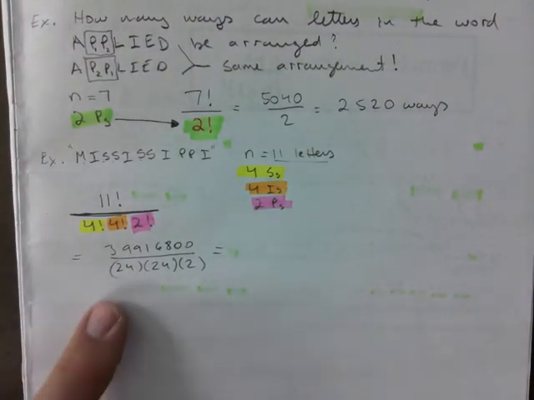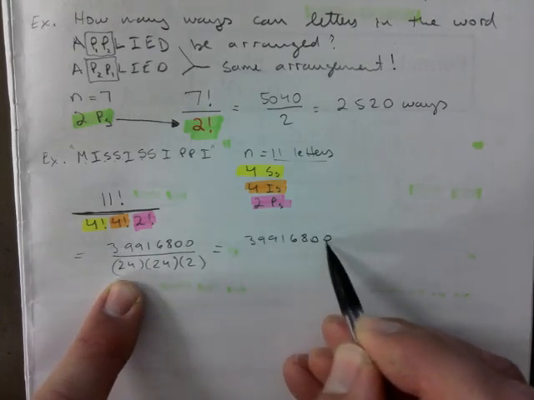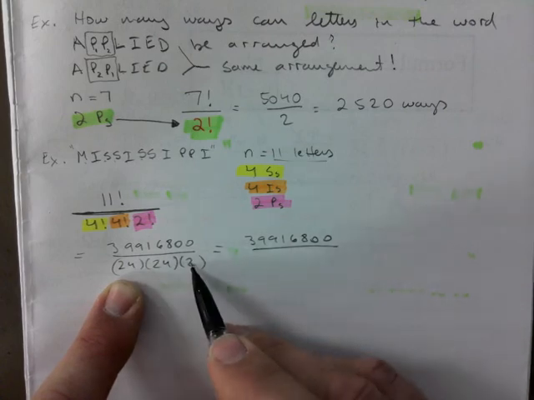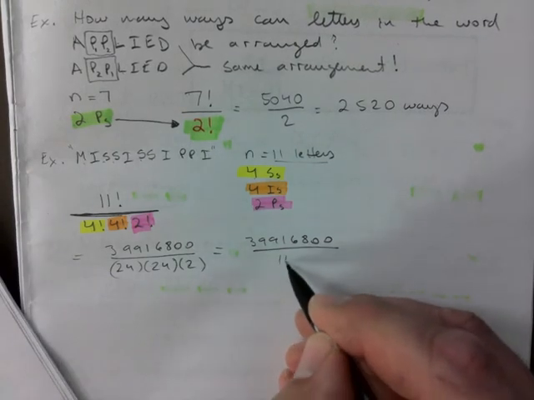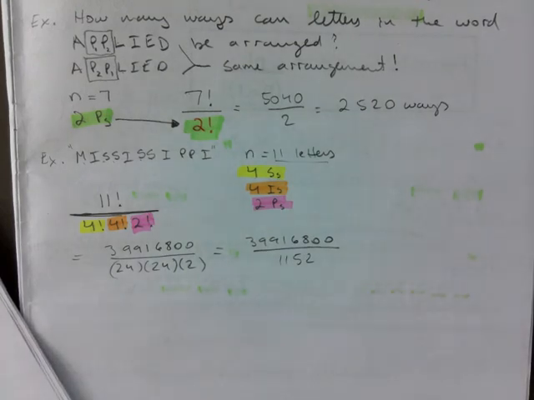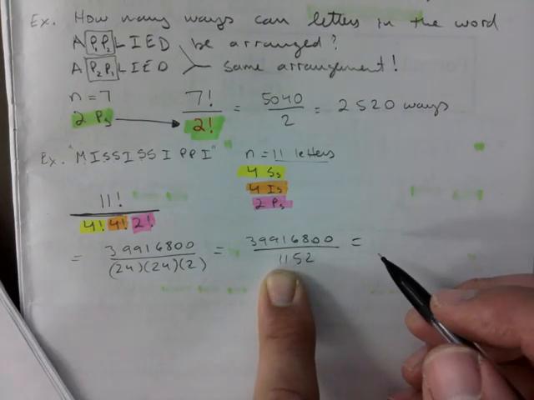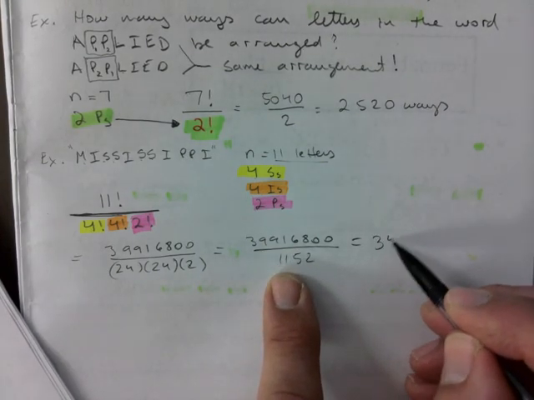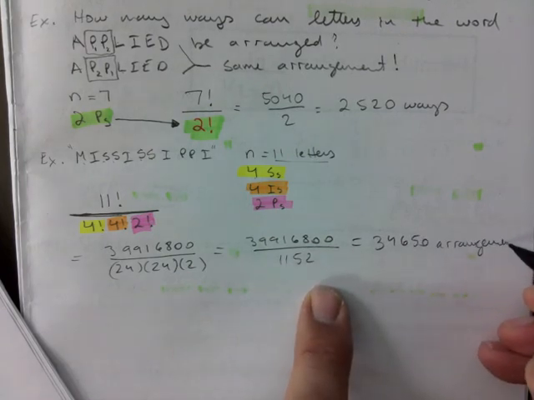The reason I'm doing this in steps is I will first figure that out, and then you do this separately, come up with a number, and that's 1152 if you multiply this out. That seems very small. Yeah, no, we're good. So then this divided by that, you get 34,650 arrangements.